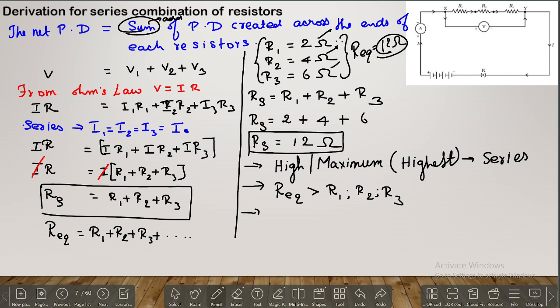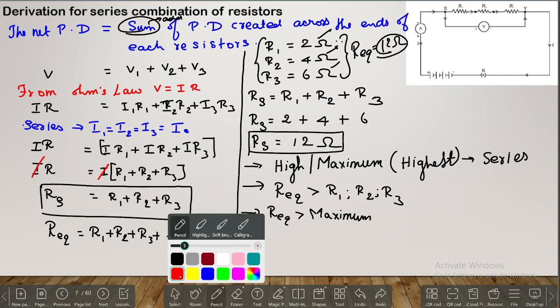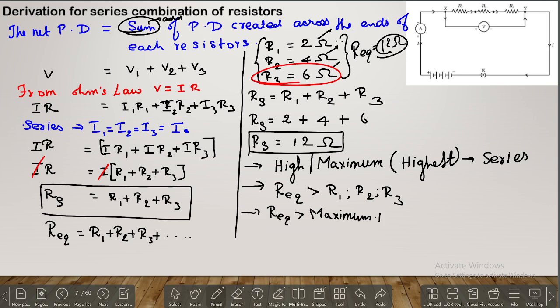And one more condition is that the net resistance will be greater than the maximum. In this given combination, which one is the maximum? The third resistor is the maximum. 6 is going to be the maximum. Always the net resistance will be greater than the maximum individual resistance of resistor.